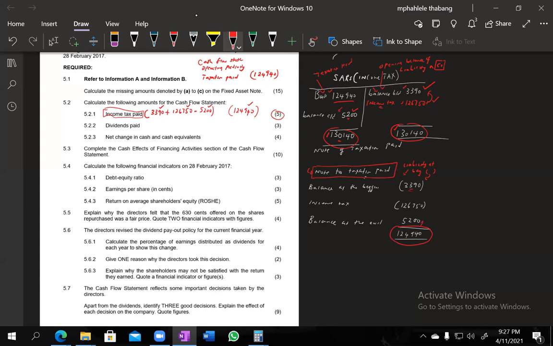Excuse. Dividend paid. I mean, taxation paid. Do we have a question? Yes, sir, I do have a question. With this 126,750. The question is irrelevant. This one is the income tax. In which financial statement do you find income tax?